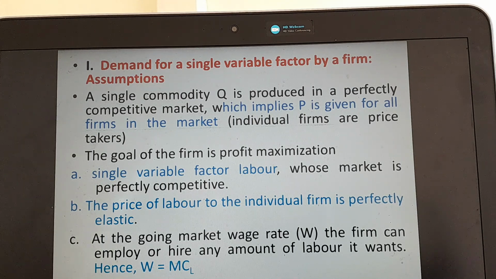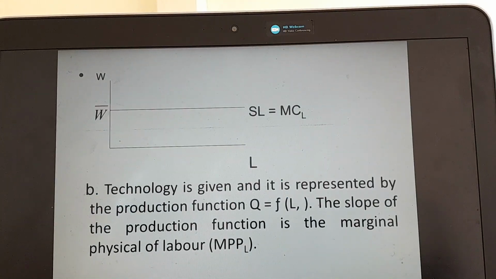The price of labor to the individual firm is perfectly elastic. That means the cost of the labor, that means wage, is constant. Now, at this constant, a firm can hire an infinite number of labor or units of labor. At the going market wage rate, the firm can employ or hire any amount of labor it wants to hire. Therefore, wage is equal to marginal cost. Marginal cost, that means the slope of total cost. So the graph for this, the supply of labor is perfectly elastic.